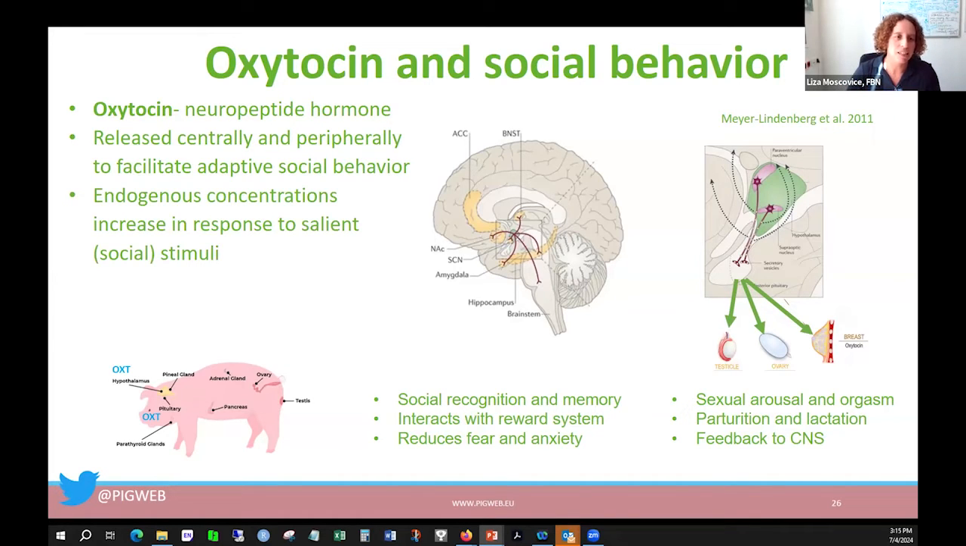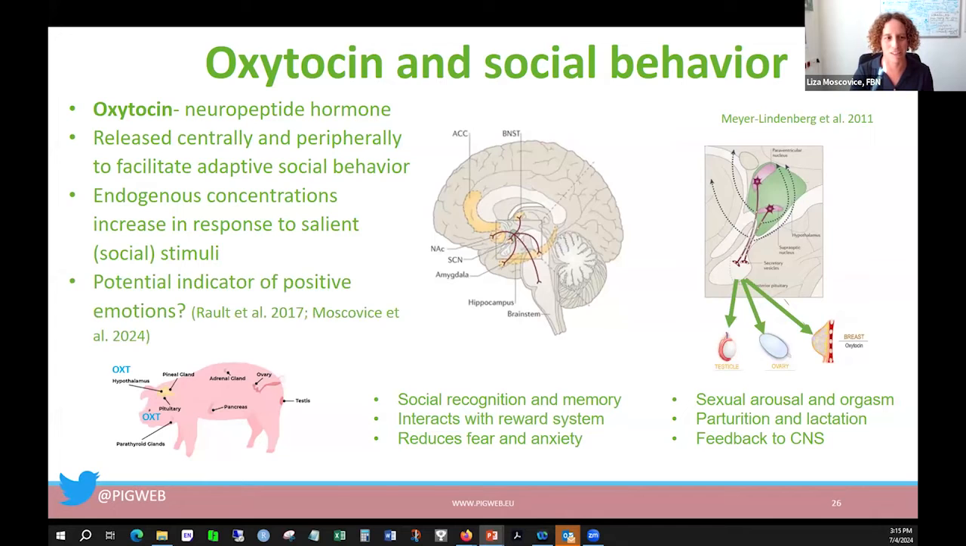But we do see that, at least in some situations, the increases peripherally in oxytocin reflect what we'd expect oxytocin to be doing also in the brain, which is responding to salient, mostly social stimuli. Not always, but mostly social. And this is why there's a lot of interest in this idea that maybe oxytocin peripherally could be an indicator of positive emotions and used for positive welfare, because we're really looking for these indicators of positive emotions.